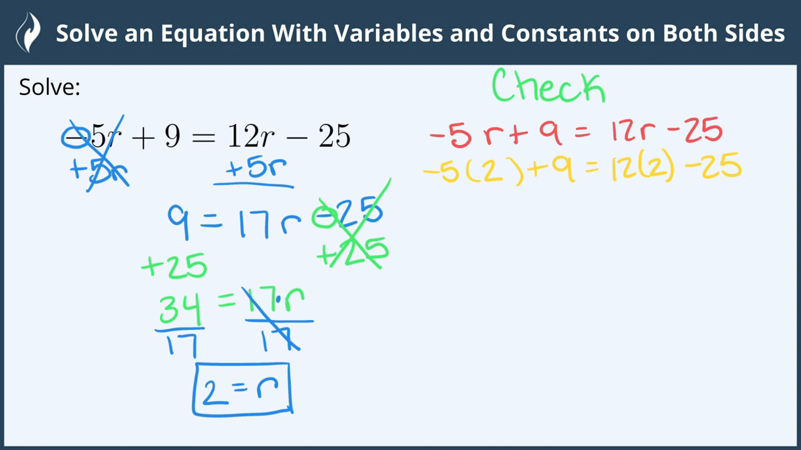Now, using the order of operations, we'll multiply first, so we get negative 10 plus 9 and 24 minus 25. Negative 10 plus 9 is negative 1, and 24 minus 25 is also negative 1. Because this holds true, it means that the number that we substituted in for the variable is the answer to the equation. So r does in fact equal 2, and we're all done.